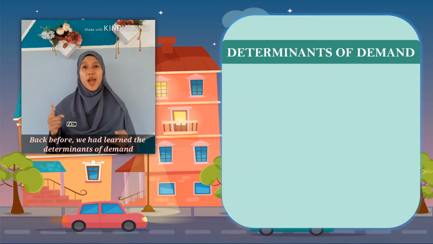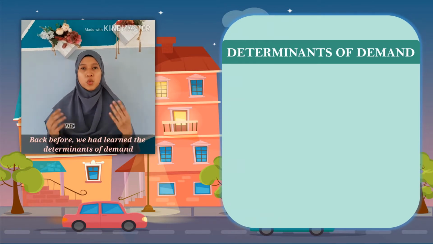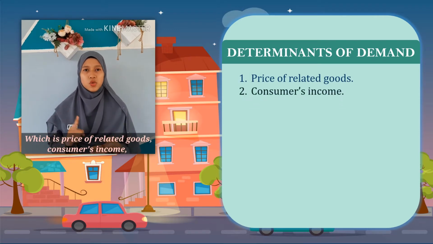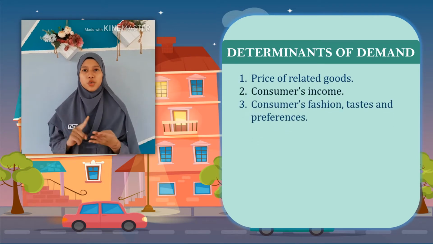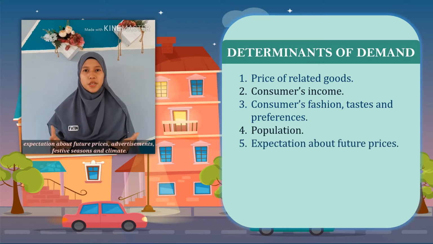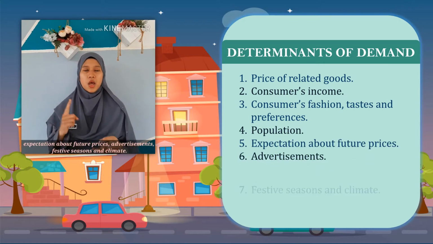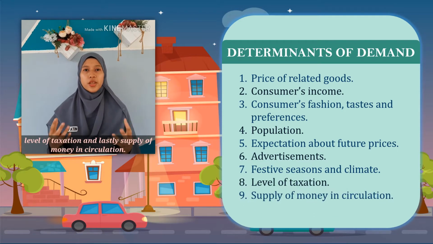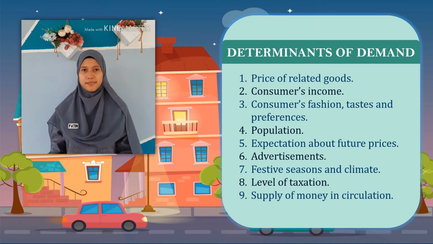Before this, we had learned the determinants of demand, which consist of external factors: price of related goods, consumer income, consumer fashion, taste and preferences, population, expectation about future prices, advertisement, festive season and climate, level of taxation, and lastly, supply of money in circulation.